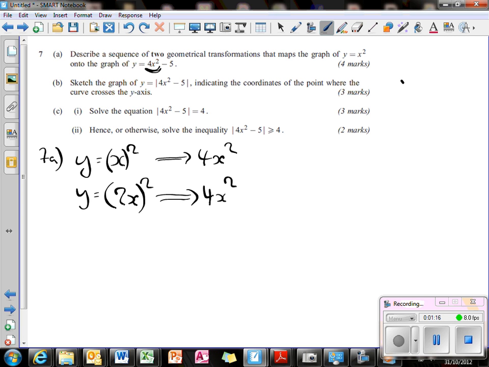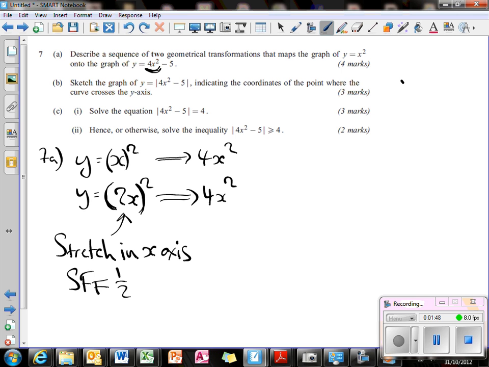So we've put a 2 in front of the x. So what does that do to the graph? Well, remember this is a change on the function here, and so it does the opposite. So this is a stretch in the x-axis, and the scale factor is a half.